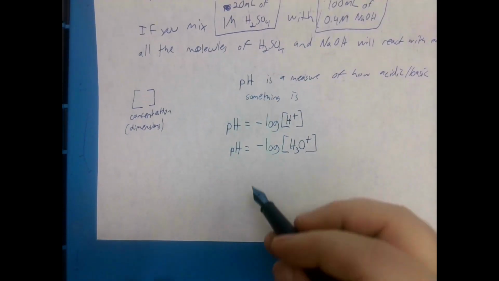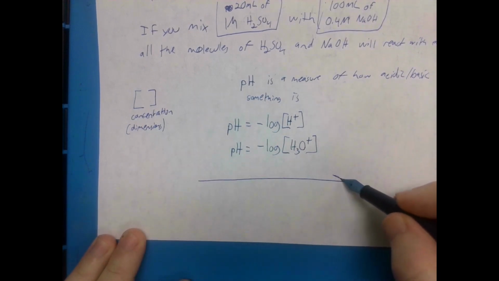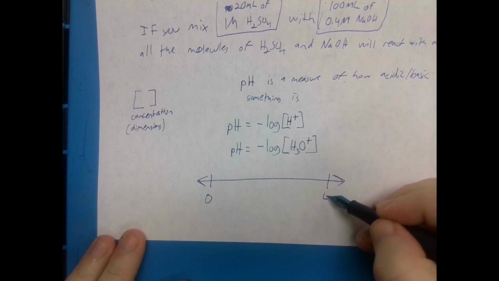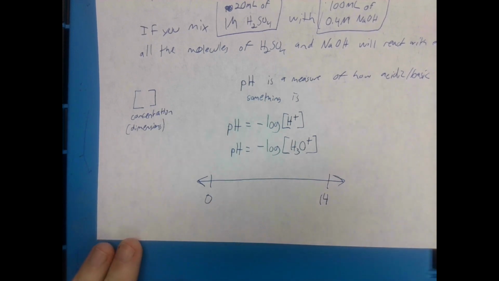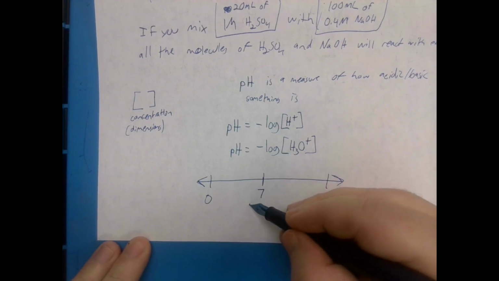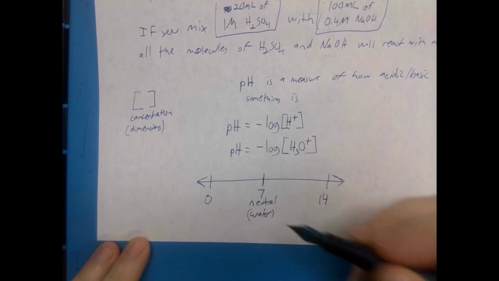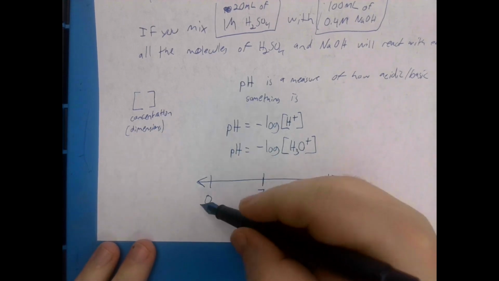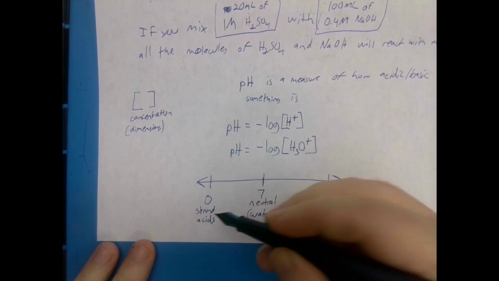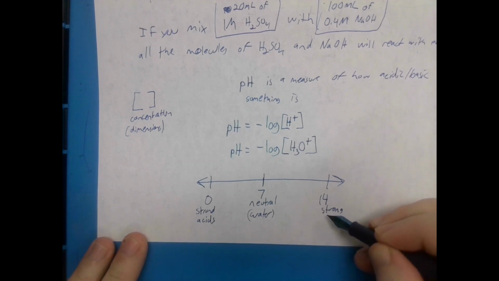The importance of bringing up pH is it's a scale that goes from 0 to 14. We can get negative numbers too. And water is considered neutral. And it sits at 7. Strong acids are over here. And strong bases are over here.